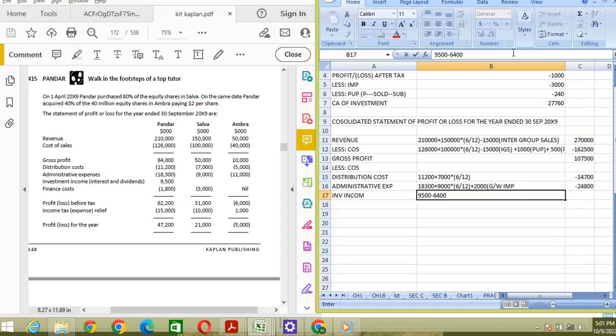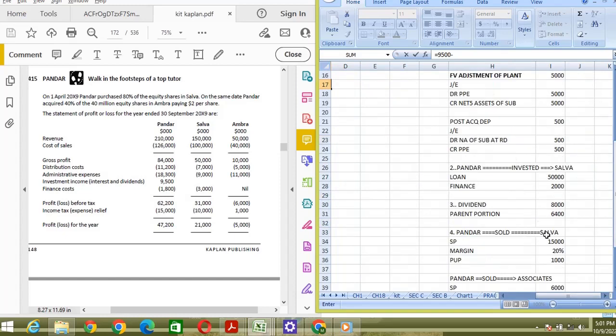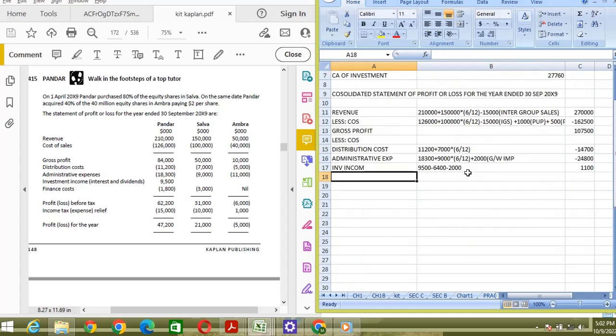And one more thing we need to remove is interest income, which we have calculated earlier, 2,000. Just wait, I will show you. 9,500 minus the interest income which the parent has included, received from the subsidiary. So we need to eliminate this again. The dividend here, 6,400 which we have calculated, this also needs to be removed. So 1,100 is investment income.